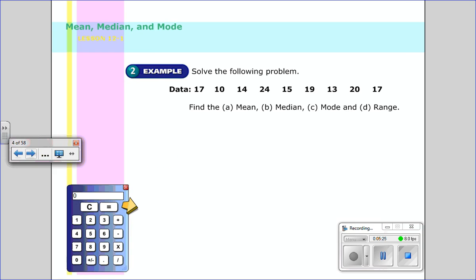Now it's your turn. Solve the following problem. We have the data 17, 10, 14, 24, 15, 19, 13, 20, and 17. Your job is to do what I just did. Find the mean, median, mode, and range. And when you're all done, come back and check your answer. So you can go ahead and pause me now.